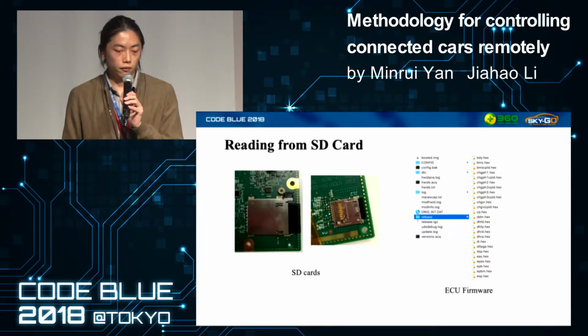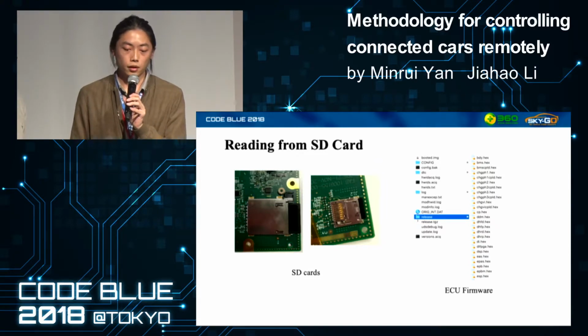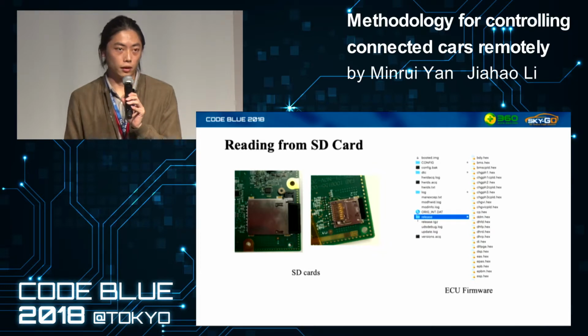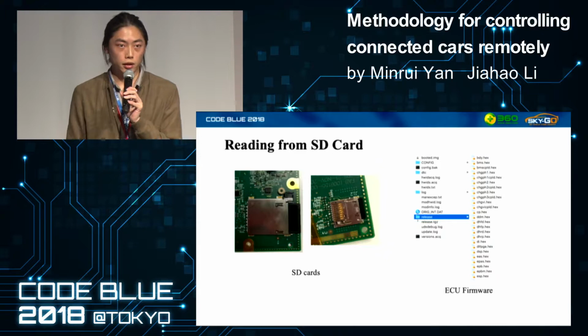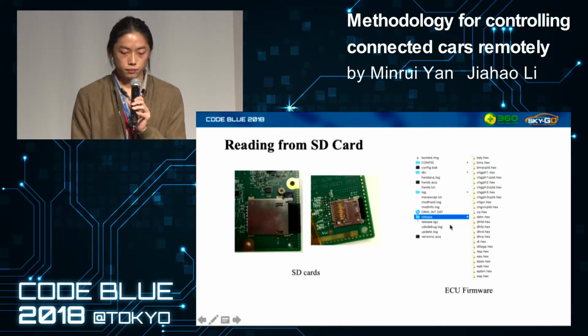Here is a reading from an SD card. Reading files from an SD card is amazing. This board is a Tesla, and we found 2 SD cards on it. In the left SD card, I found many ECU firmware files, as you can see in the right image.